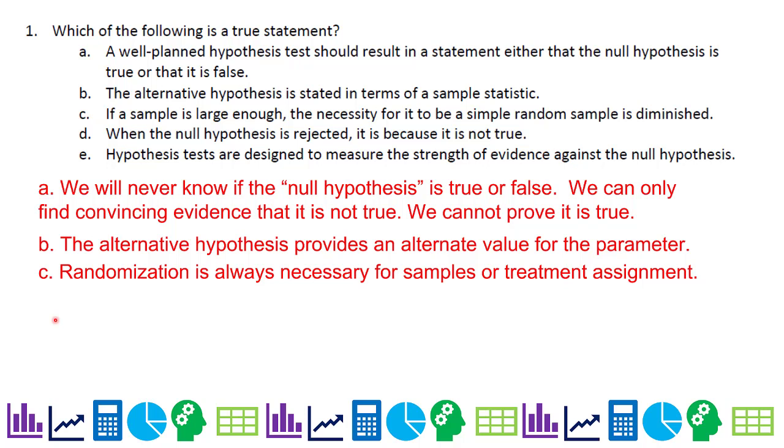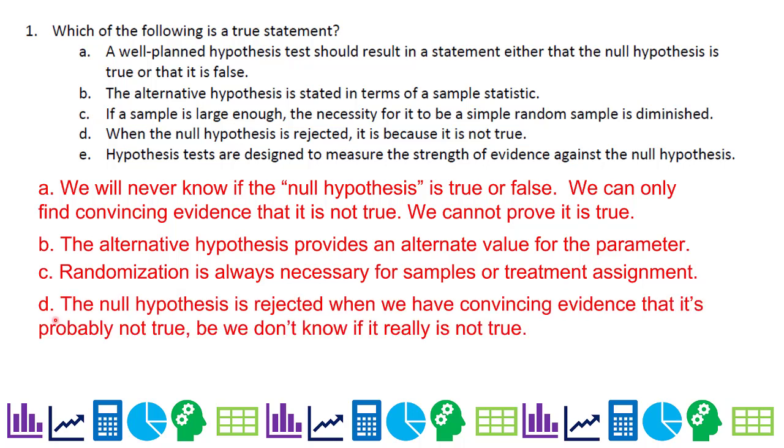So randomization is, and again, it doesn't have to be simple random. It just has to be random because you have other good methods of randomization like systematic, cluster, stratified. Those are all valid methods of sampling. All right, when the null hypothesis is rejected, it is because it is not true. No, it's just that we have evidence for the alternate, so that it's probably not true. We don't know that it's really not true.